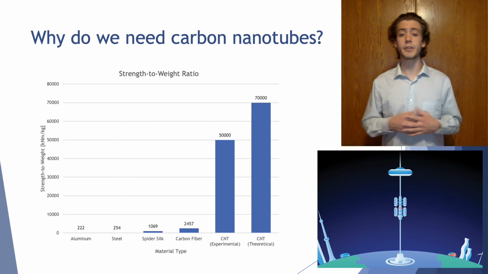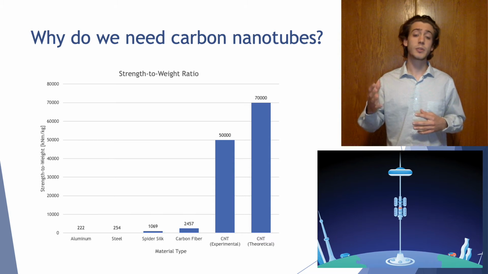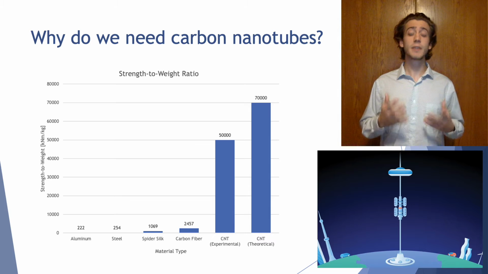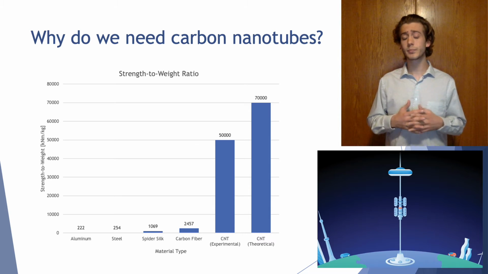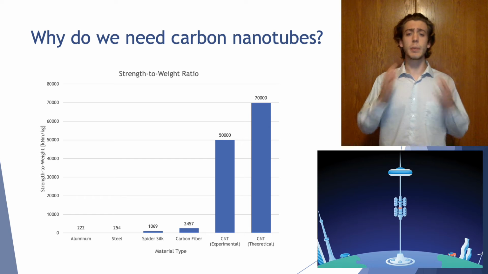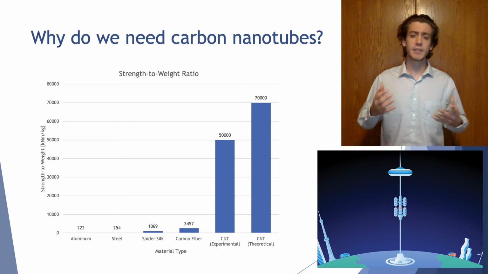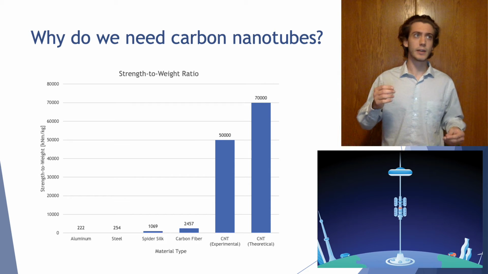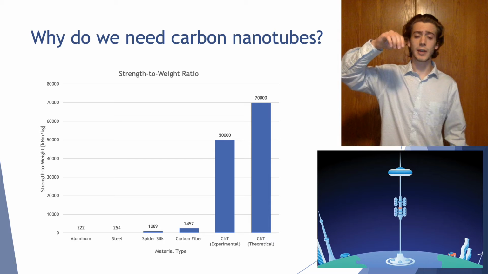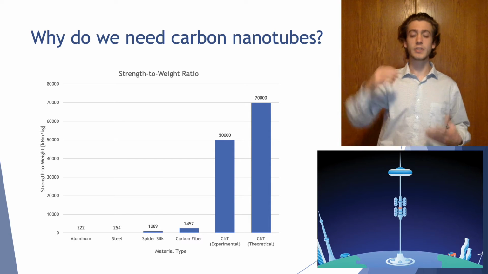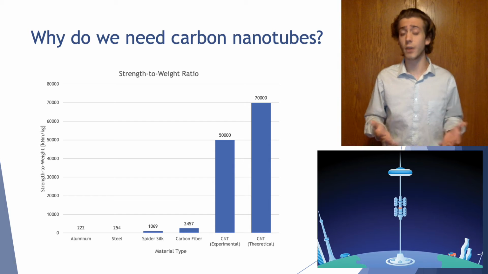The two big bars here are carbon nanotubes experimental value and carbon nanotubes theoretical value at 50,000 and 70,000 kilonewton meters per kilogram. Now I know these are just big numbers, but to put it in some kind of reference frame, the 70,000 value, if you had a carbon nanotube structure about the size of a pencil, you could kind of hold it, and you could support the weight of several elephants in tension. That's a lot. That's very, very strong.